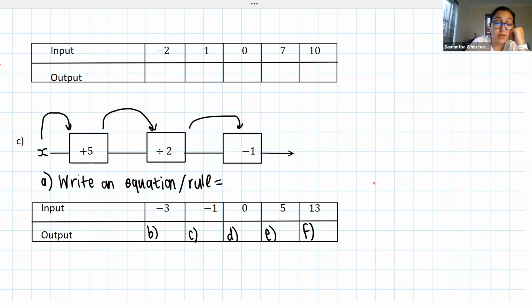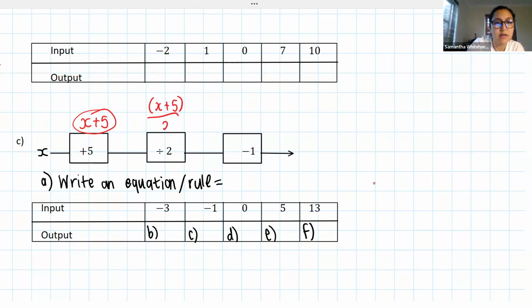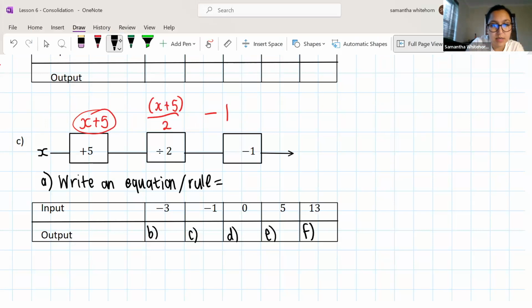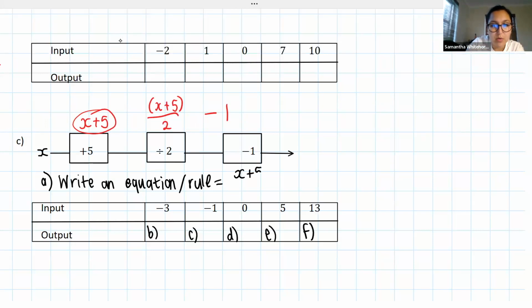Alrighty, let's start with the equation. All right, so again, guys, do it step by step. So if we're saying x plus 5, we've got x plus 5. Then we're taking that value and we're dividing it by 2. So we've got whatever x plus 5 is, and we divide it by 2. And then we're taking that and we're subtracting 1. So my equation, and it definitely was a harder one, so that's why I'm saying it's okay if we struggle, would be x plus 5 all divided by 2 minus 1.